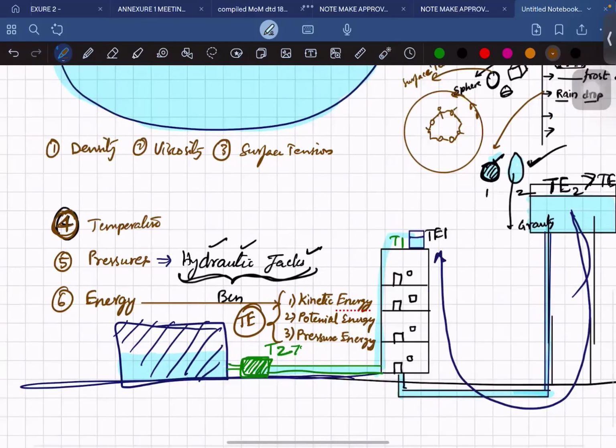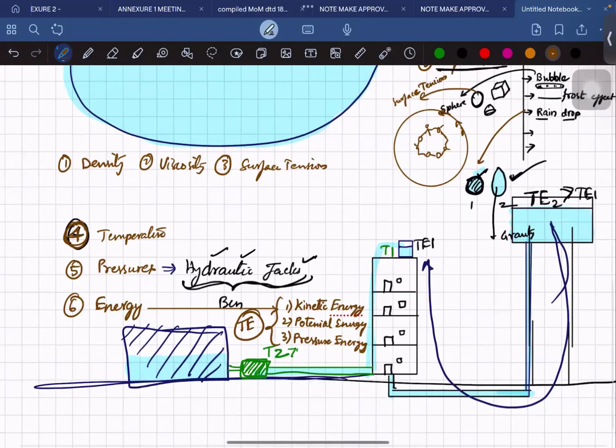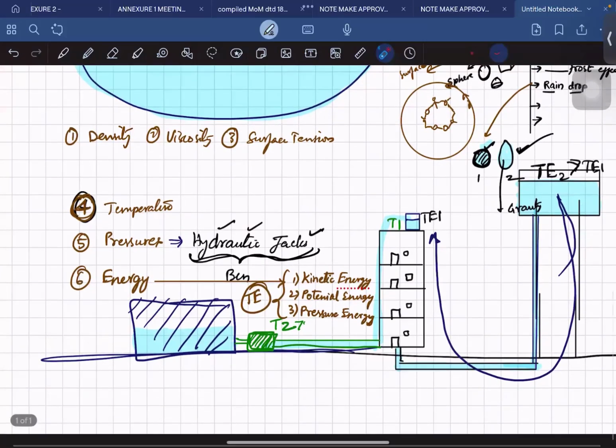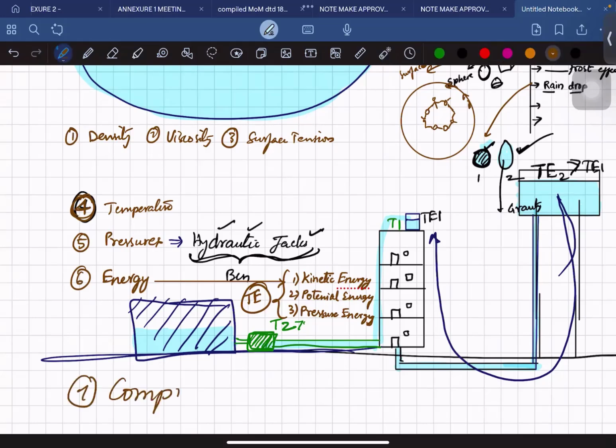Okay, so we're going to study density, viscosity, surface tension, temperature. We don't have much syllabus for FE. Pressure, energy. Think of any other parameter. Anything we missed? Any guess? Buoyancy. Compressibility. Yes, that's the right answer. Compressibility.